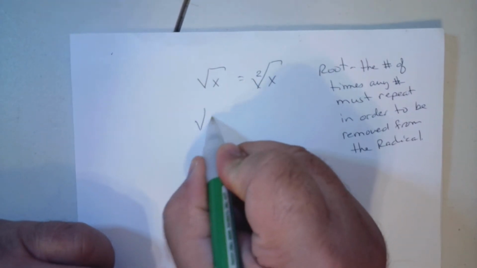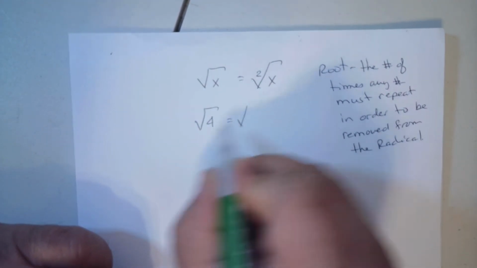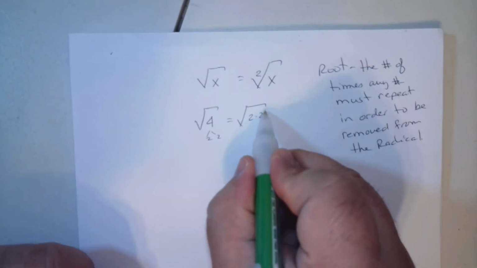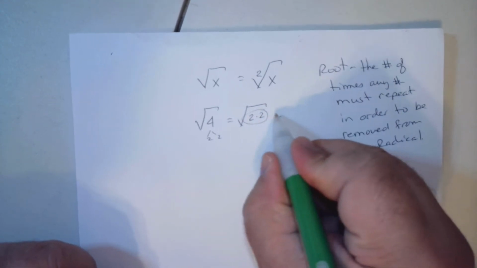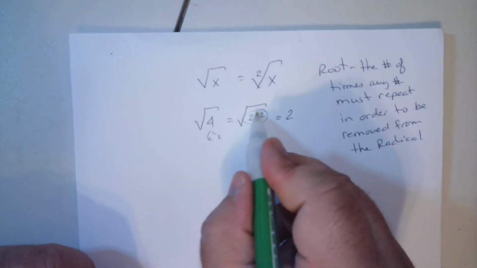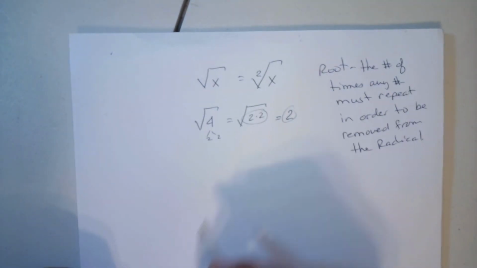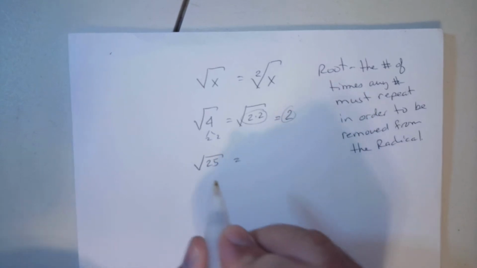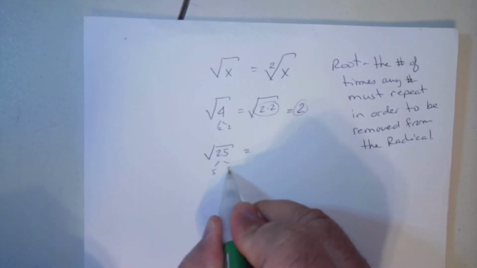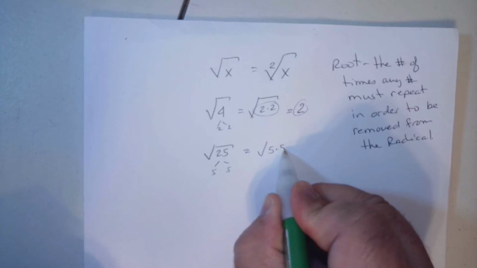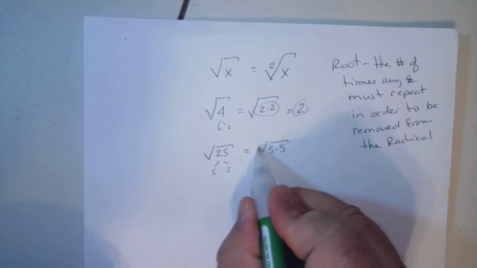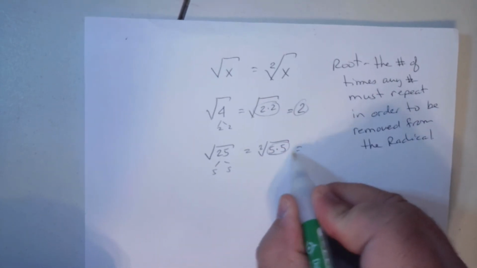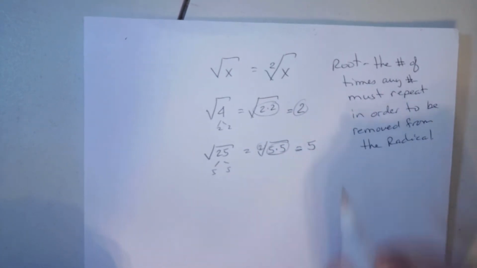So let's say square root of 4. 4 is made up of 2 times 2. Since 2 occurs twice, it comes out of the radical. And there's nothing left, so it's just 2. Square root of 25. 25 is made up of 5 times 5. It's a square root, so it's 2 there. Do we have any pairs of numbers? Yeah. Once we have a pair of numbers, this guy lets them out. So there's that.